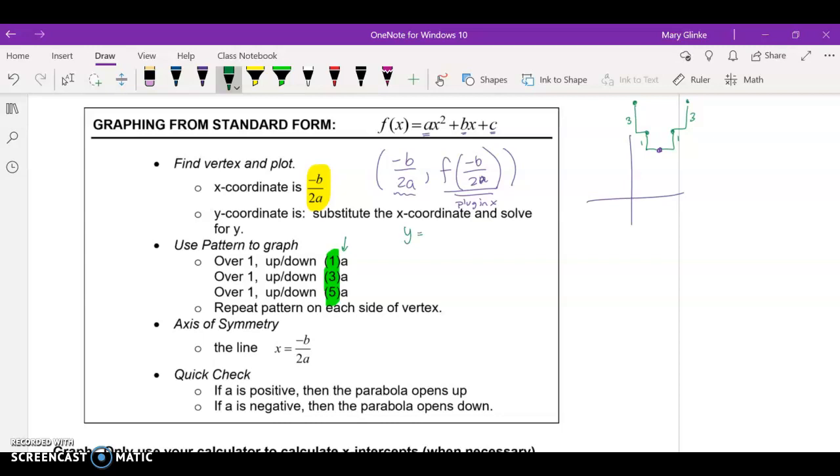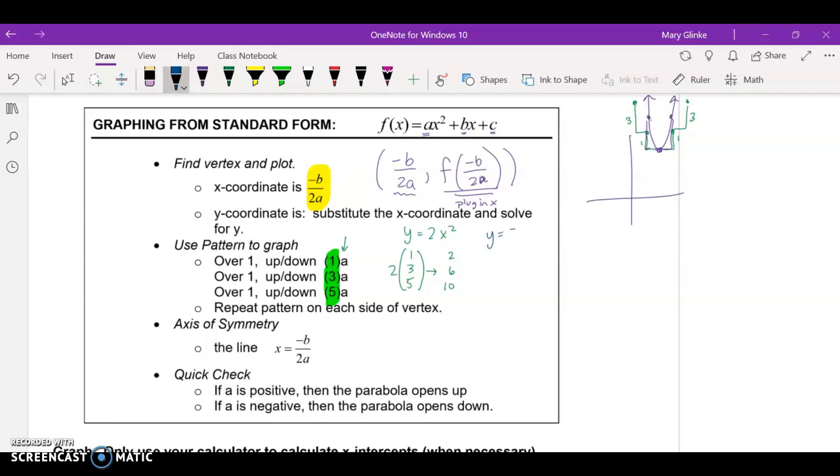So for instance, if we had y equals 2x squared, we would take 1, 3, and 5, and we would multiply them all by 2. So we would go over 1 up 2, over 1 up 6, and over 1 up 10. Basically, everything would be stretched vertically by a factor of 2. And so your graph of your parabola would then look more stretched out.